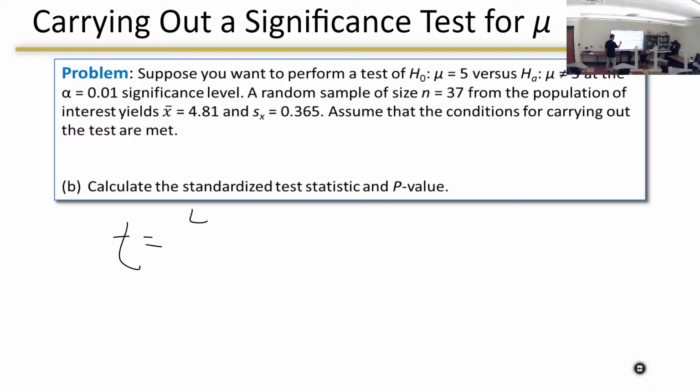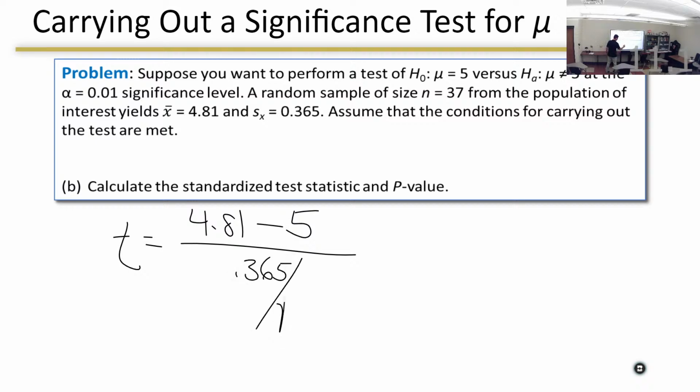Calculate the standardized test statistic. X bar, 4.81, minus mu, over the standard deviation over the square root of 37. That's the standardized test statistic, and then the p-value. Okay, let's go to our calculators or Desmos.